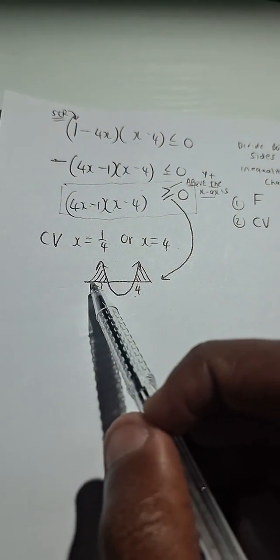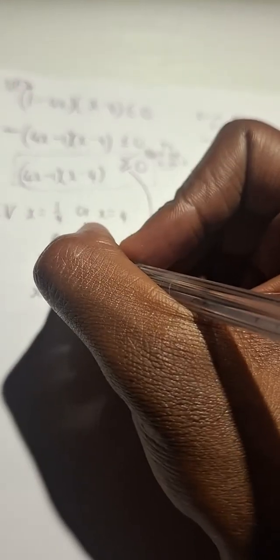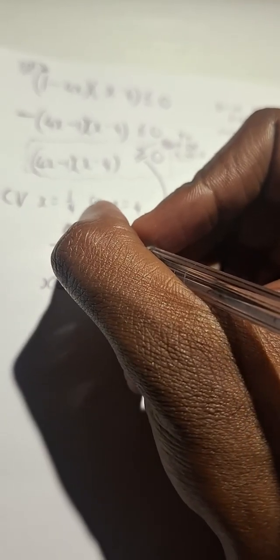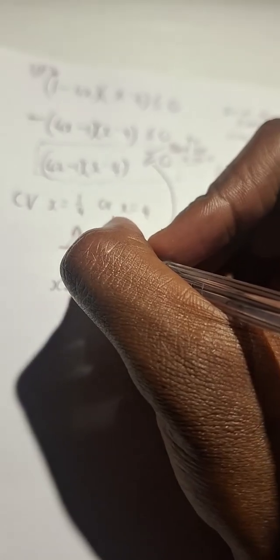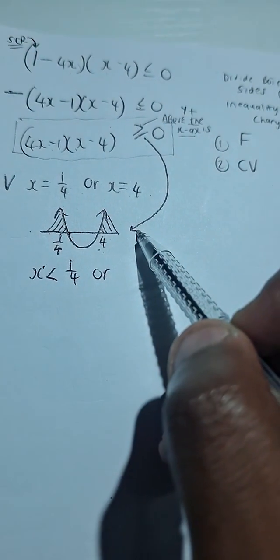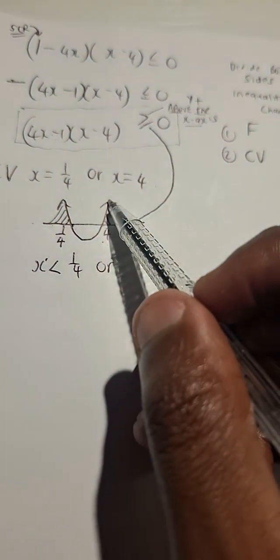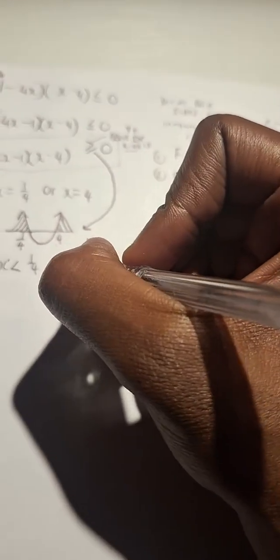What about this region, do we know? This is where x is less. This area here, 1 over 4 is the critical value, right? It's here. But if we are talking about the function above the x-axis, it's always above where x is less than 1 over 4. Or it is also above after 4, meaning when x is greater than 4, the function you can see is above the what? The x-axis. So we say x is greater than 4.